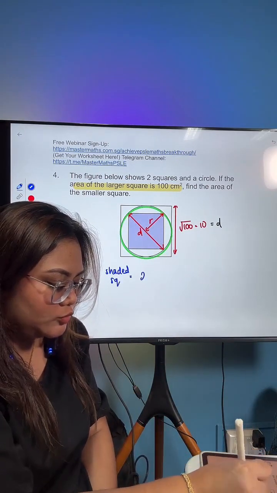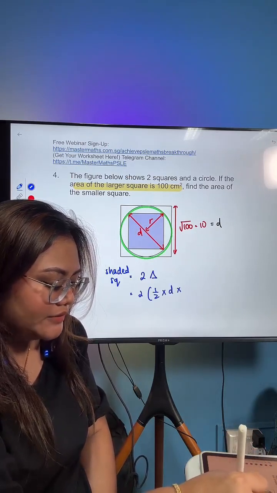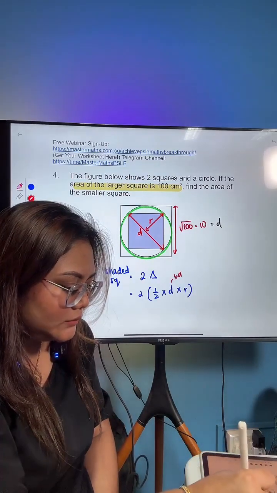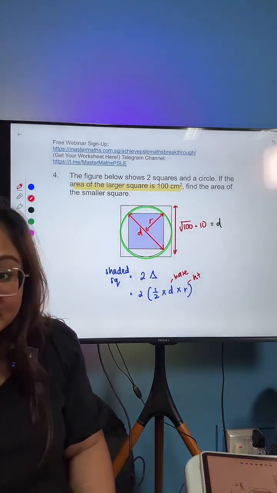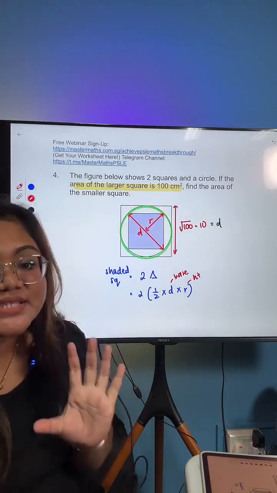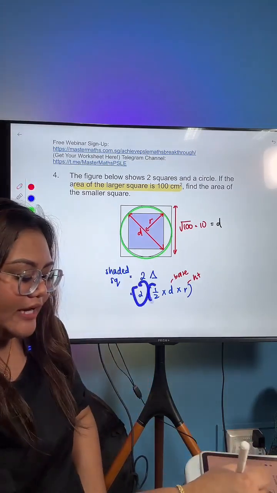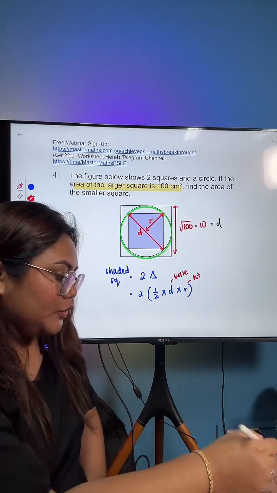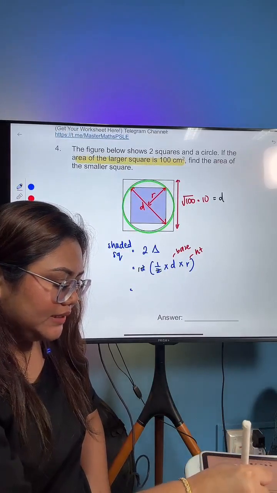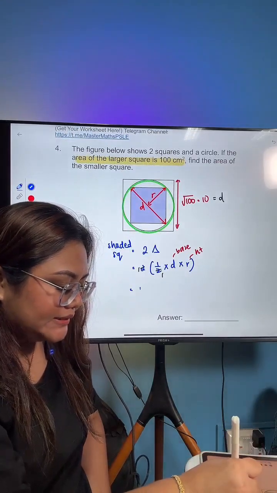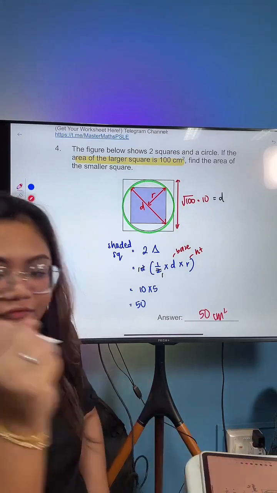So the shaded square is equal to two triangles. And the two triangles are half times diameter times radius. This is my base, and this is my height. Can you follow? Everybody understand? So we can cut this into two triangles instead of just length times length. The 2 and the half cancel each other out. 2 times half is just 1. So this becomes diameter times radius. The diameter is 10, the radius is 5. This will give us 50. That's all. So simple. Final answer, 50 cm squared.